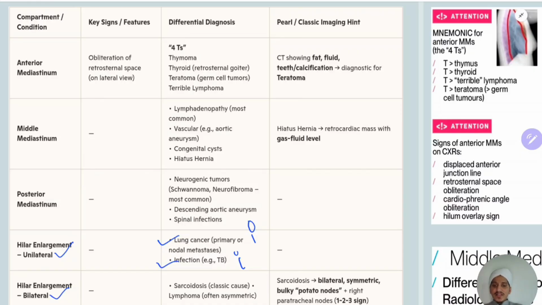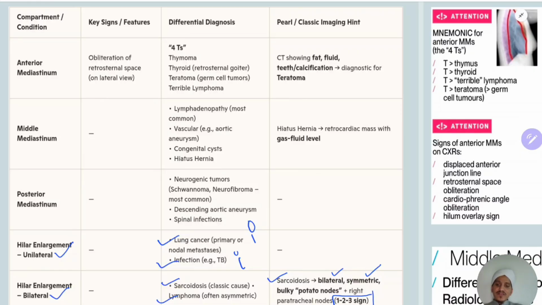In bilateral hilar enlargement, sarcoidosis is the classical cause, and lymphoma can also present as bilateral hilar enlargement. Sarcoidosis presents as bilateral symmetric bulky potato nodes plus right paratracheal nodes. Bilateral symmetric bulky potato nodes means lymphadenopathy will be there, along with paratracheal lymphadenitis. That is known as the 1, 2, 3 sign, classically seen in sarcoidosis.